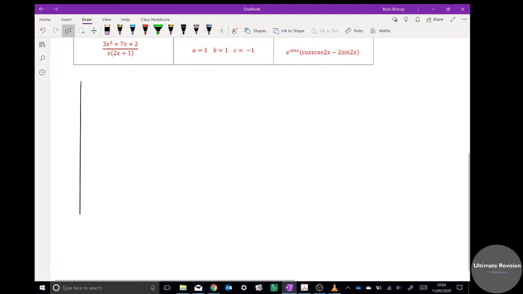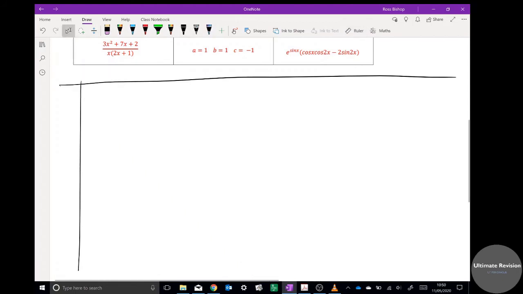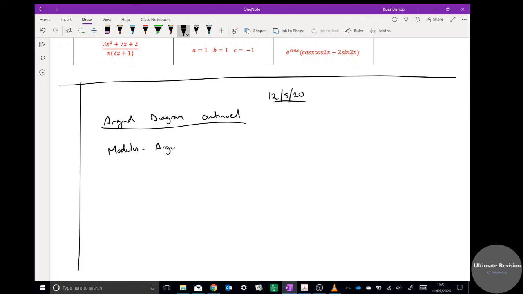Right, today we are carrying on with Argand diagrams. Okay, so the date today is the 12th. So we're doing Argand diagrams continued. Okay, and we're specifically looking at the modulus argument form of complex numbers. Okay, specifically looking at them. It's a different type of writing complex numbers.